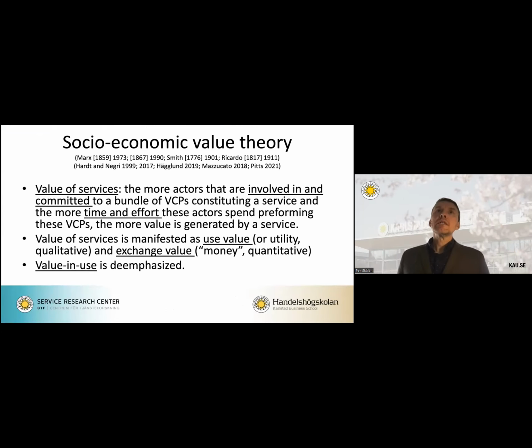I also used value theory in this research, and I will not go through that in depth here, but during the pandemic, when you had a lot of time on your own in your home, I engaged in a reading project on value theory, starting with Adam Smith and ending with the book by Pitts, which is actually a summary of value theory. So I did some serious reading. Based on that reading, I say that the value of services can be understood in this way: the more actors that are involved in and committed to a bundle of value co-creation practices, a service, and the more time and effort these actors spend performing these VCPs, the more value is generated by a service.